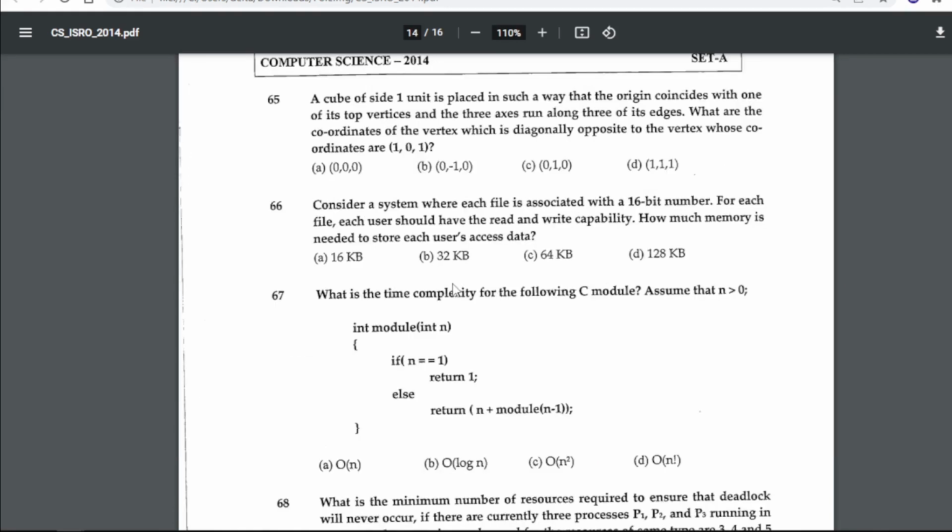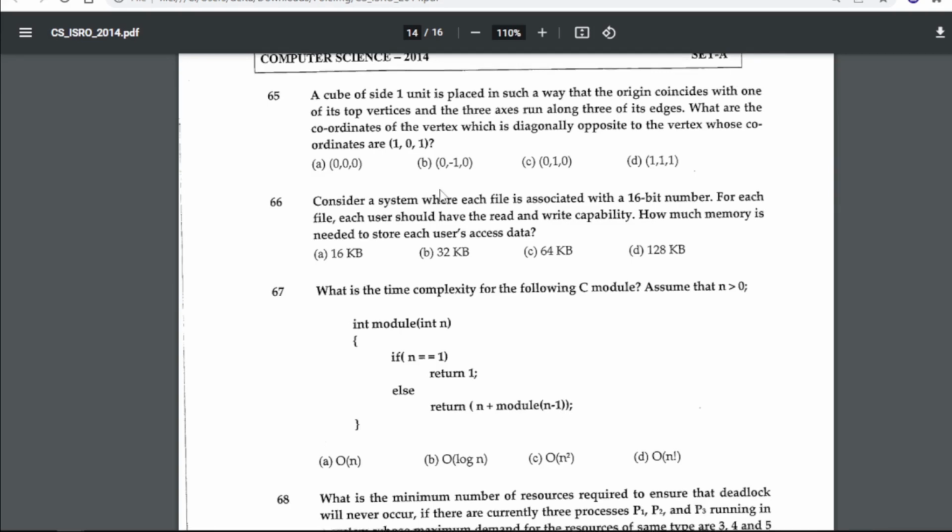Okay. Question number 65: a cube of side 1 unit is placed in such a way that the origin coincides with one of its top vertices and the three axes run along three of its edges. What are the coordinates of the vertex which is diagonally opposite to the vertex whose coordinates are 1, 0, 1? So for 65, if you solve this, you will get the answer as B, that is 0, -1 and 0.